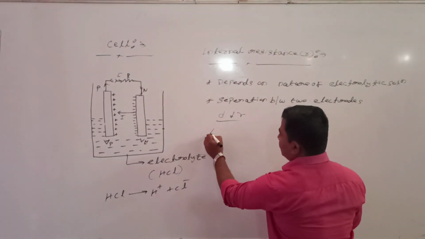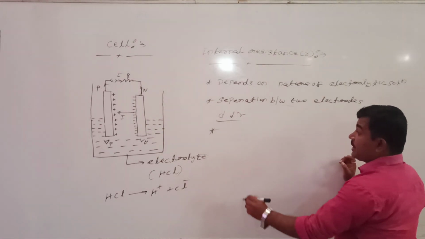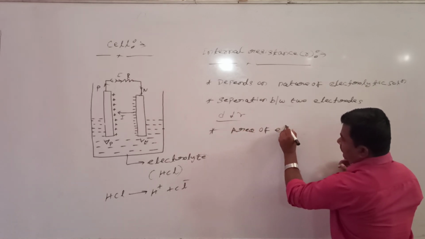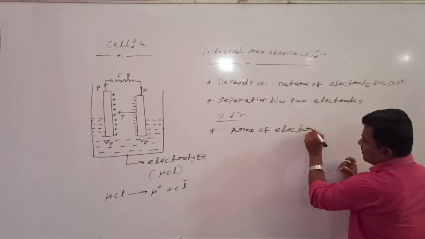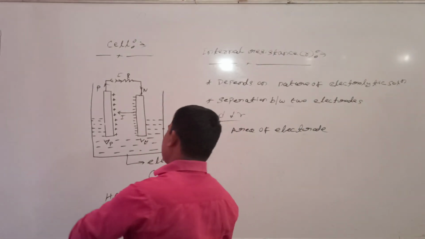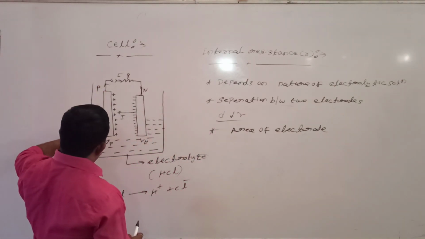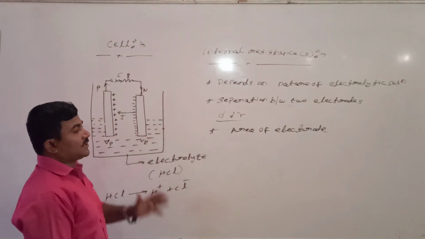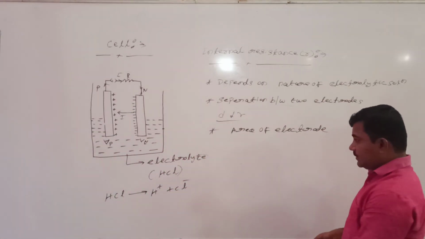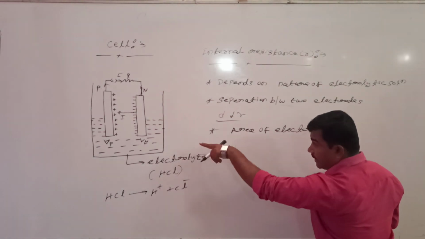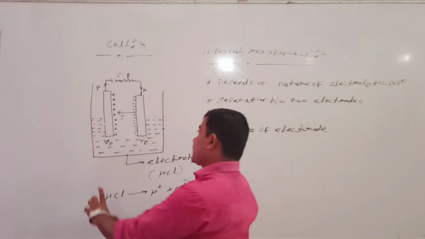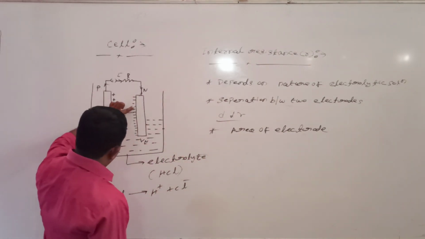Third factor I will take. The third factor is the area of the electrode. See here, students, the more the area of the electrode, the lesser the internal resistance. How does internal resistance increase? If the area of the electrode decreases, internal resistance will increase. The smaller the area of the electrode, the more the internal resistance.